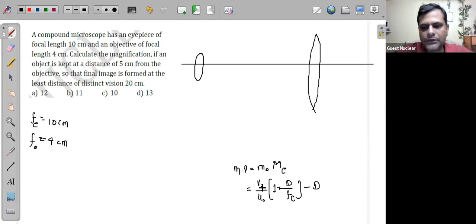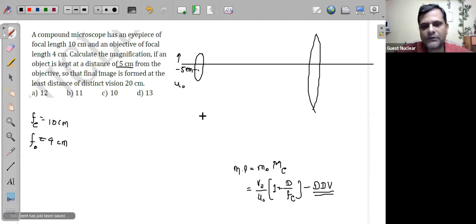So VO upon UO into 1 plus D upon FE is to be used here because the final image is going to be formed at the distance of distinct vision here. So you will have to use this formula. But here, FO and FE are given already, and the object distance is also given already. See, 5 centimeter. That means the object is going to be at this point here, which is 5 centimeter away from the objective.